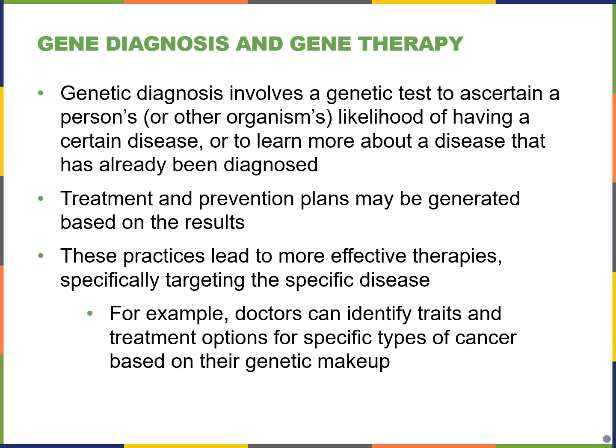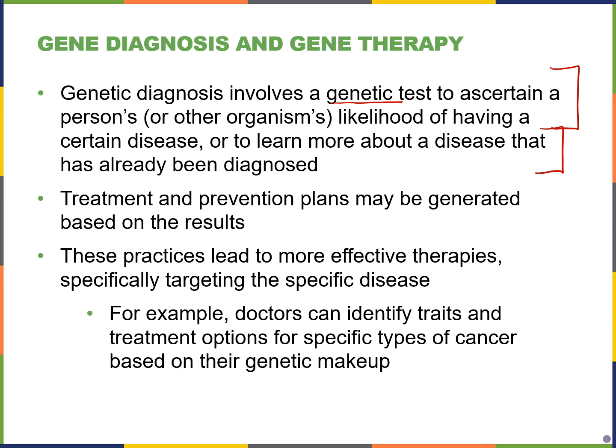So what we can do is take a blood sample and sequence someone's DNA to ascertain a person's, or even an organism's, likelihood of having a certain disease based on the different types of mutations or genetic markers that the patient has. Or if someone has already been diagnosed with a disease, we can study it further by sequencing their DNA, because that might tell us the specific types of mutations that are present in their cells.